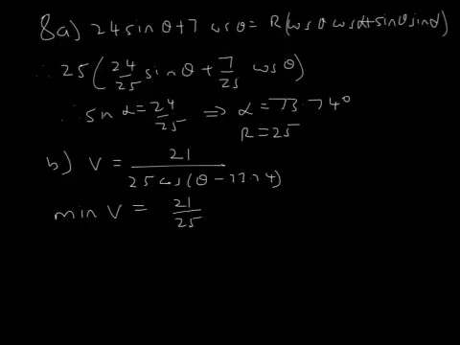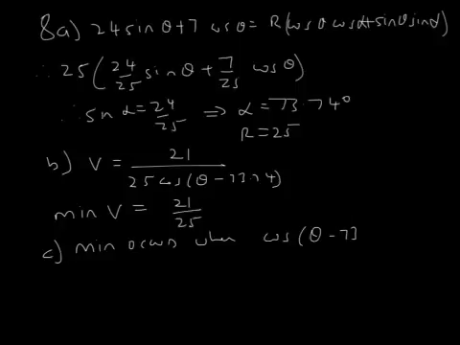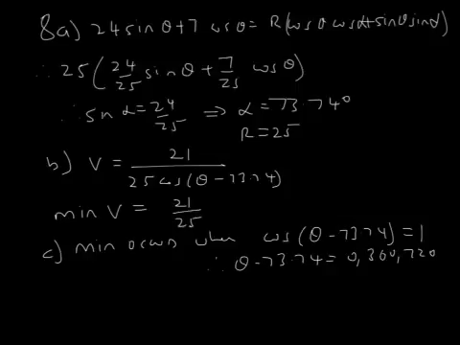Now in part C, it says that Kate's speed has the value found in part B. So in other words, we know that v is 21/25. When is v 21/25? So the minimum occurs when cosine(theta minus 73.74) equals 1. In other words, theta minus 73.74 is 0 or 360 or 720 and so on. So let's add 73.74 to both sides. We get 73.74 degrees. Clearly the angle is not 433.74.